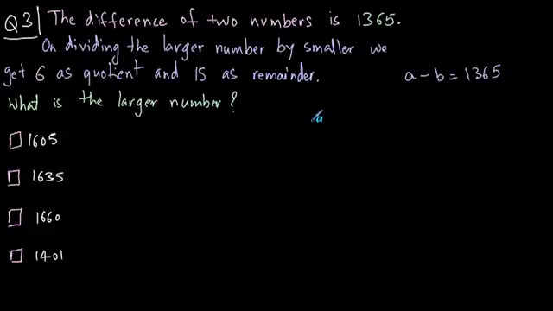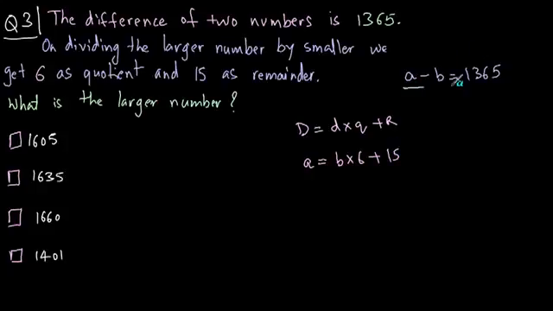So from the division formula, we have dividend is equal to divisor into quotient plus remainder. So according to what we have been given, the dividend is the larger number, so it is a, equal to, the divisor is the smaller number, that is b, quotient is 6, and the remainder we are getting is 15.